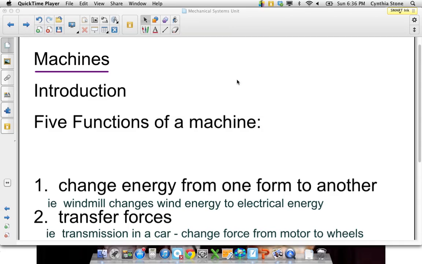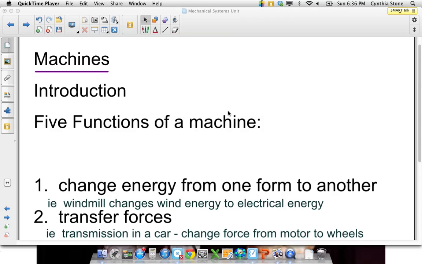Okay, grade 12 college prep physics. We're moving into the second part of the mechanical systems unit, and it's on machines. We focus on what we call simple machines. There's no high-tech machinery going on in our physics class, but this is the very basics. And there are actually little categories of machines. That's what this unit's about.